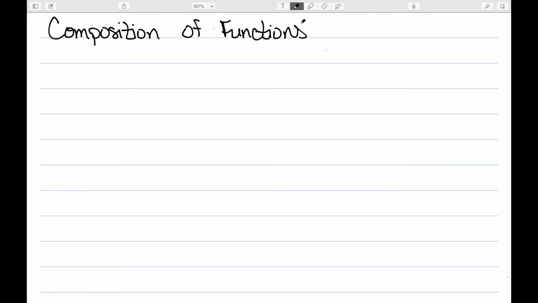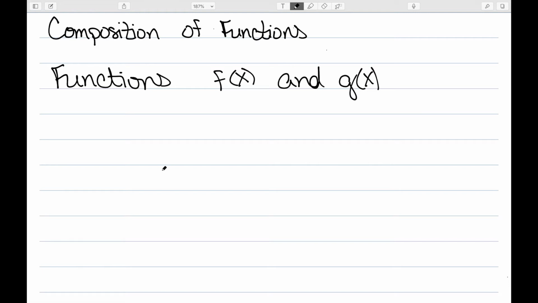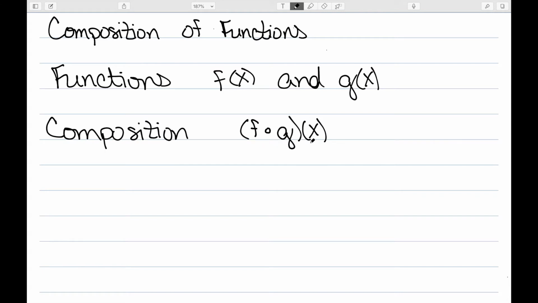In this video, I want to talk about the composition of functions, which is a way to combine functions. Let's start by assuming we have two functions, f of x and g of x. And this here is how we denote composition, this little circle, and this is read as "of", so we have f of g of x. And this is defined as f of g of x.